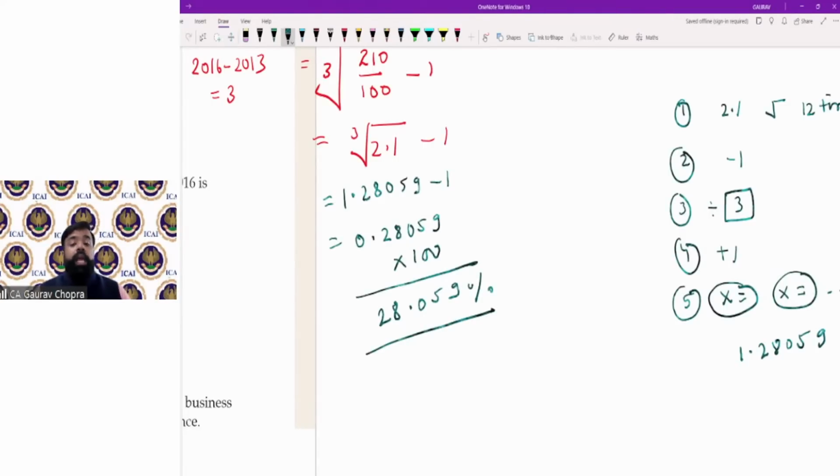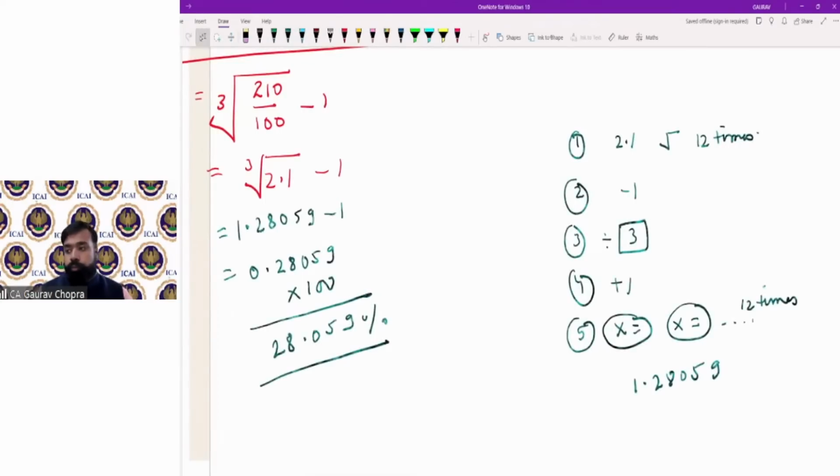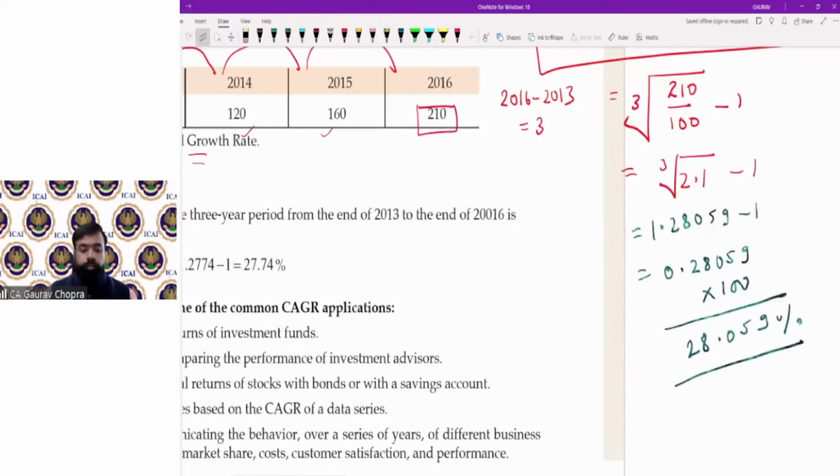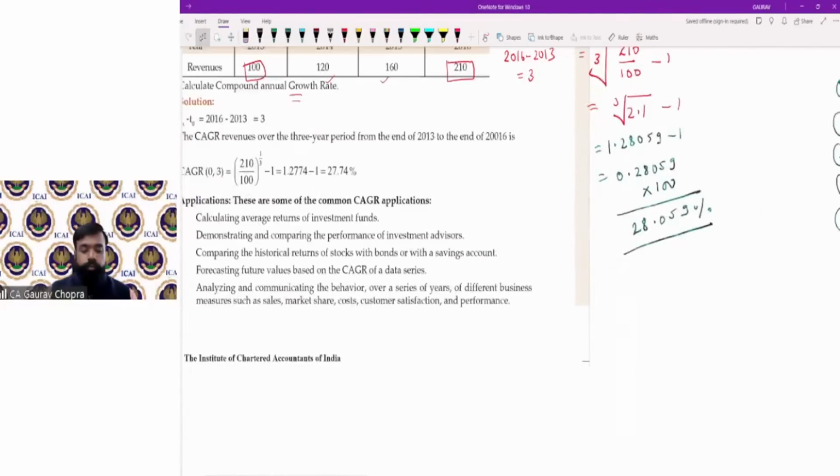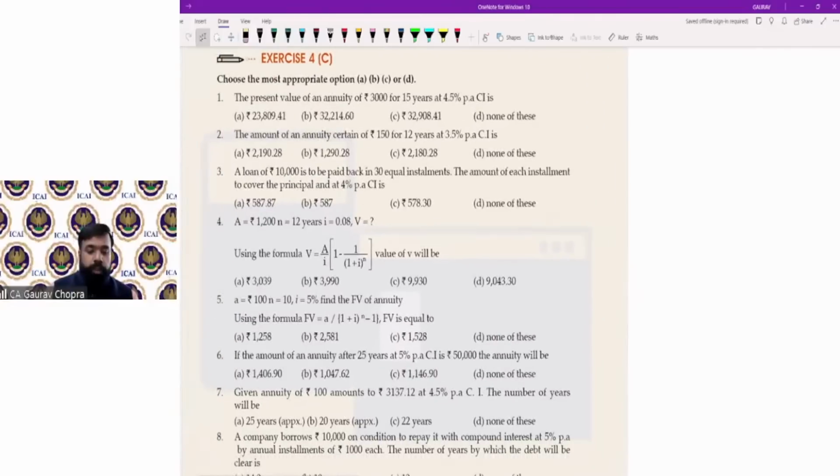Okay, so 12 times is a fixed formula. This is not according to the question, this is a fixed formula. So always it is 12 times. So this is completed.